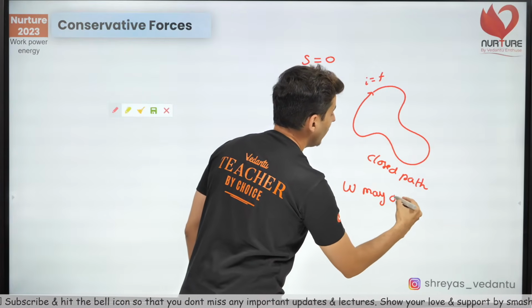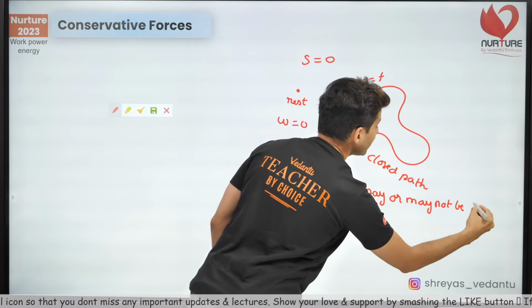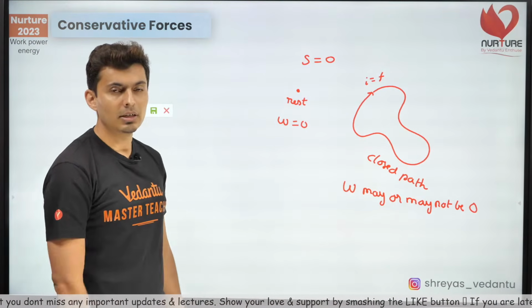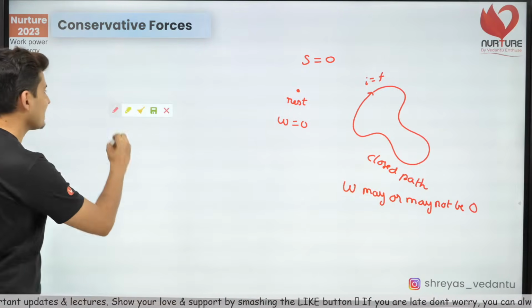may or may not be 0. There are two possibilities. You'll be like, sir, what the hell? Is it possible? Really? Well, I'll tell you one example.